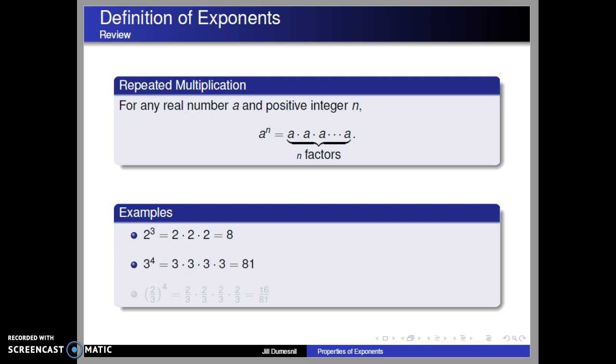3 to the fourth equals 4 factors of 3, which gives 81. Similarly, the fraction 2/3 raised to the fourth power means 4 factors of 2/3, and to multiply fractions, we multiply the numerators and denominators to produce 16 over 81.